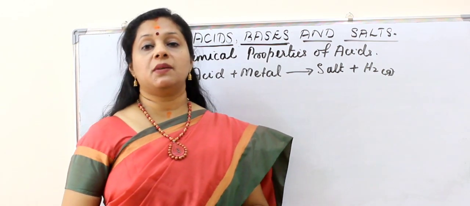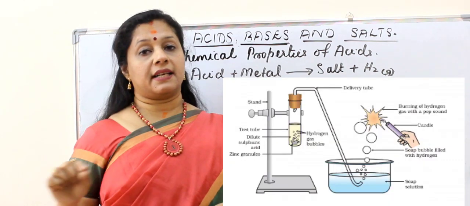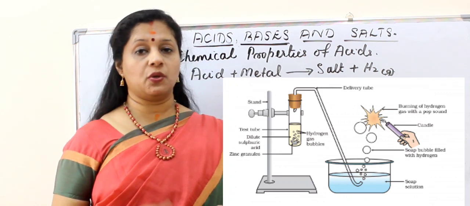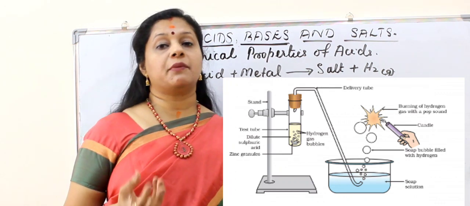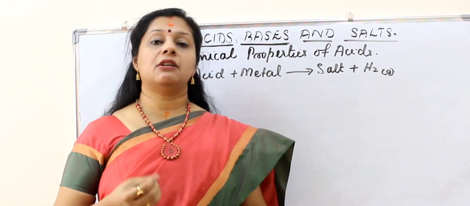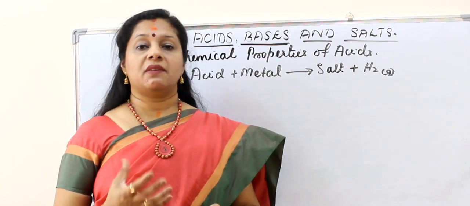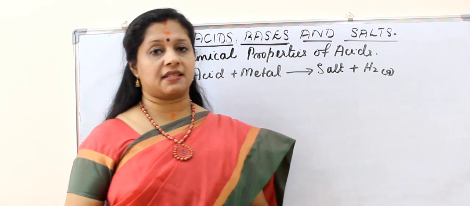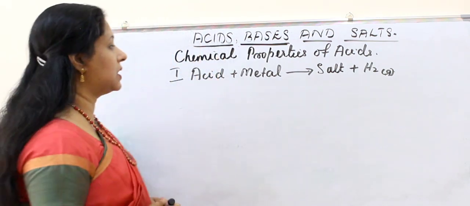Otherwise, in this experiment we saw, we can pass the gas collected through a tube into a soap solution. Then the soap solution will start producing bubbles filled with this particular gas. If you bring a flame near it, it will break with a pop sound. So whenever you hear a pop sound, that is hydrogen gas. So let's see the equation of this.